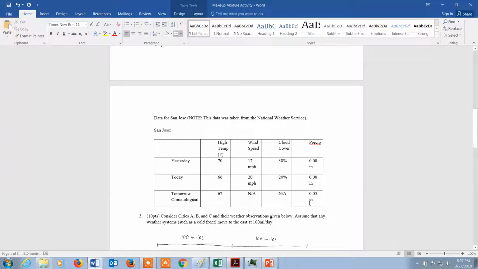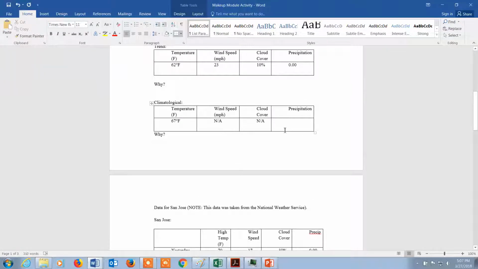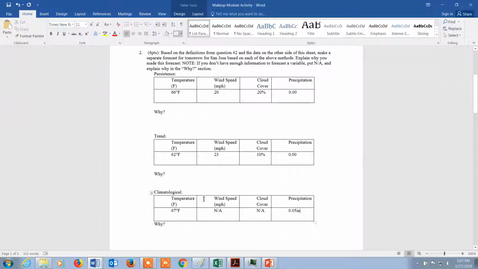And then the climatological average also gives us 5/100ths of an inch of precipitation. So 0.05. And since that's the average precip for the day, you would put that up here. So the average precip would be 0.05 inches. Okay? And that's how you do the persistence, the trend, and the climatological.